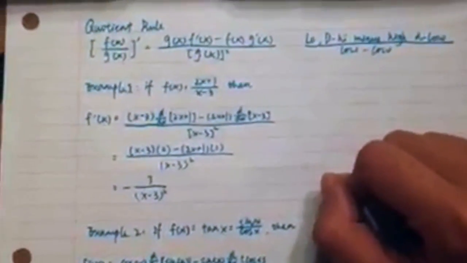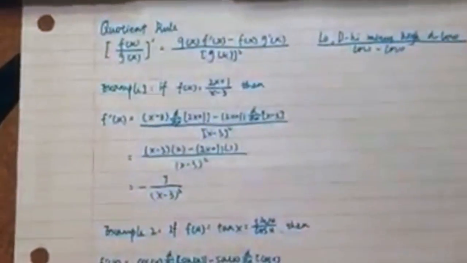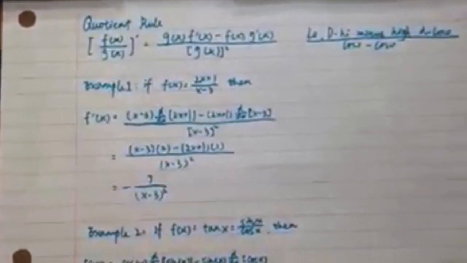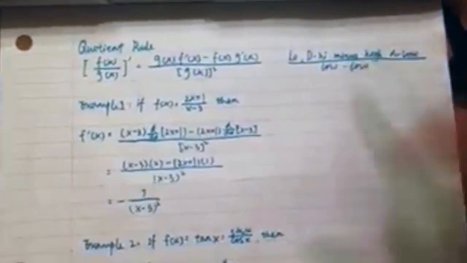Since the quotient rule has a minus sign in the middle, it's different from the product rule. The order matters, so low d high and high d low really helps us to remember the order of it. And now we can look at some examples.